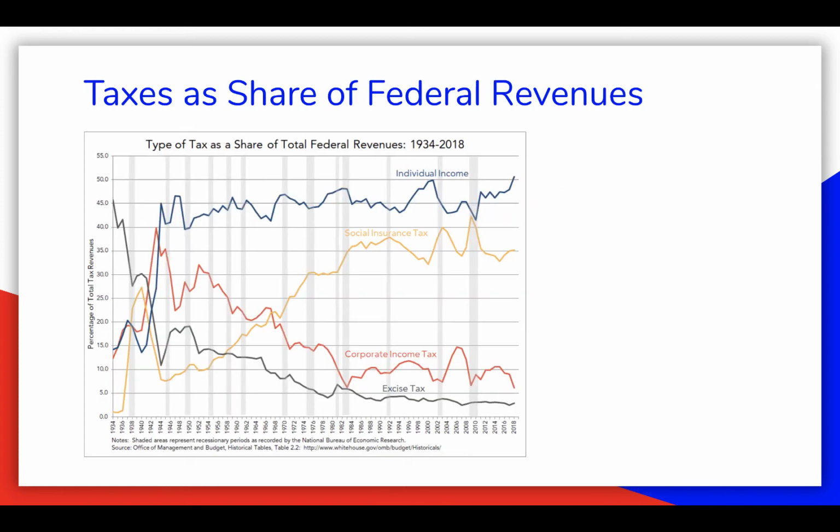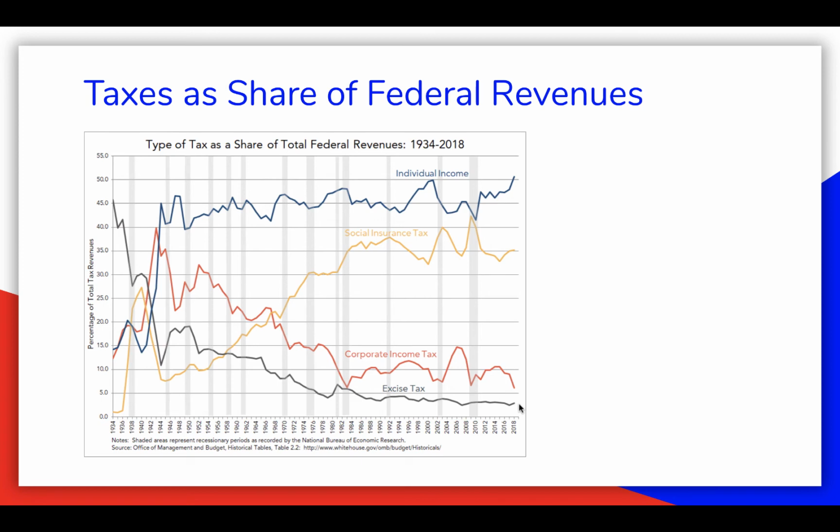Now, you might be wondering, where does most of our revenue come from? More than half comes from individual income taxes, which is right here at this blue line on top, followed closely by social insurance taxes, which is the yellow one here, which is typically a payroll tax that you pay every time you get a paycheck. It goes to Social Security and Medicare. About 5%, at least at this point, comes from a corporate income tax, and a little less than 5% comes from the excise tax, which is down here in gray.